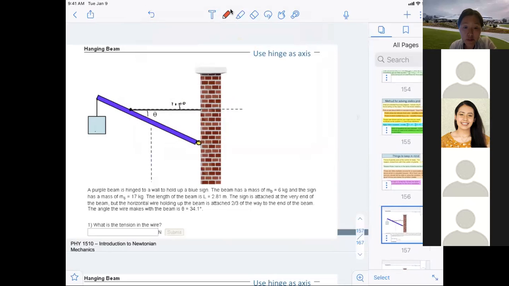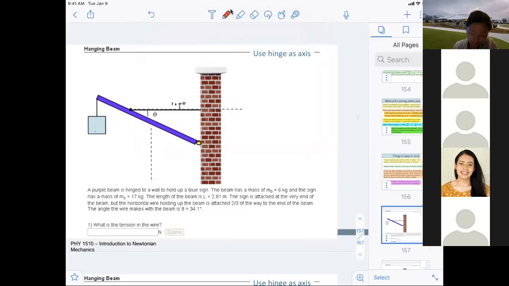What kind of forces should I draw? So there's a force from gravity from the block. Okay, so I will draw a force here, gravity of the sign. Oops, I don't know why this is not working. I have just charged it. Let me just charge it again. All right, okay, so that's one. I'll write it down later. That is mSg, the gravity of the sign.